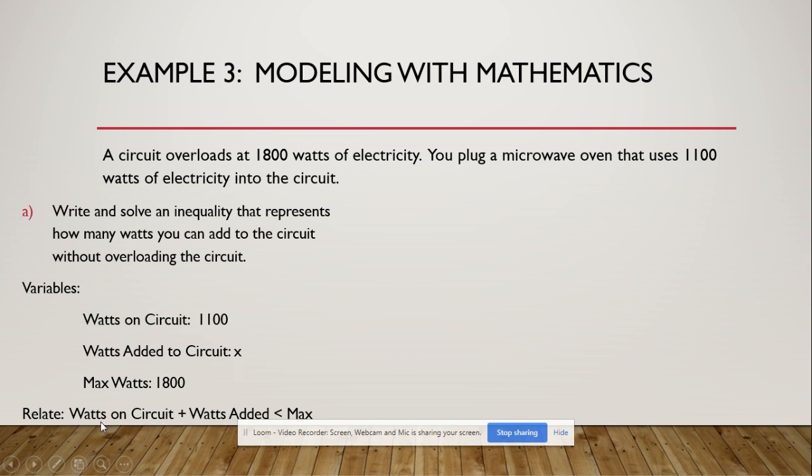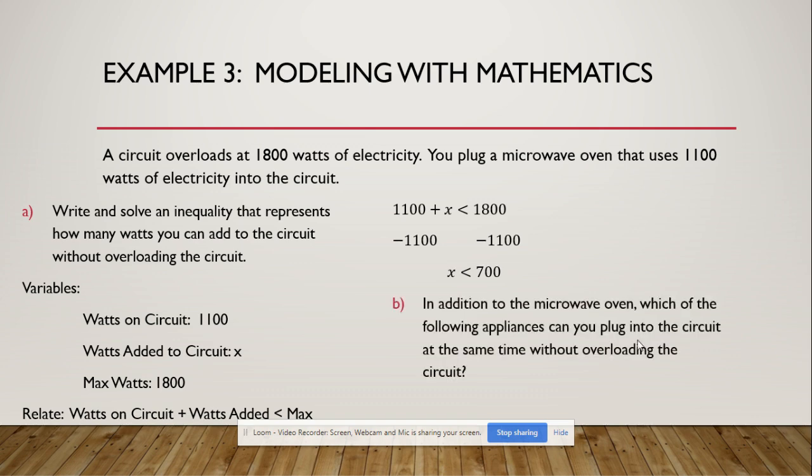So to relate this, the watts on the circuit plus however much we add needs to be less than the max. So here's our inequality. All right, now in order to solve this, we're going to use the subtraction property of inequality and subtract 1,100 from each side. Then we've got x is less than 700. So we need to make sure that we don't add any more than 700 watts to this circuit. That way we protect it from overloading.